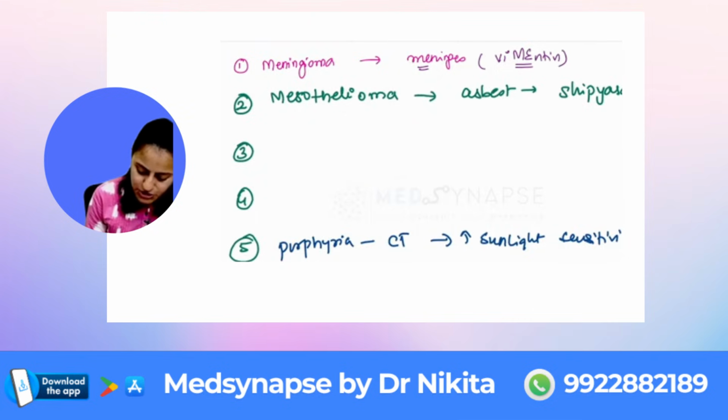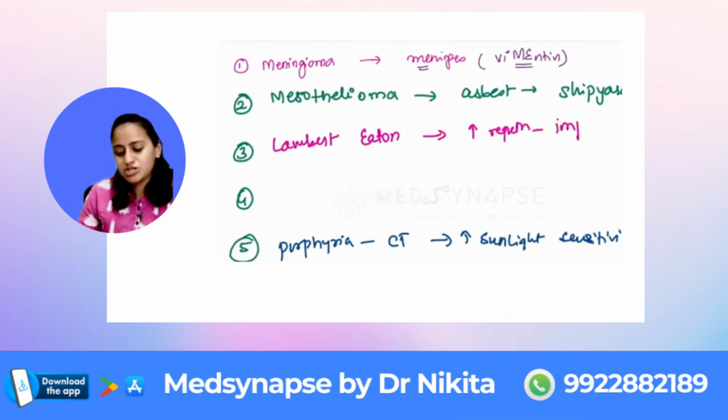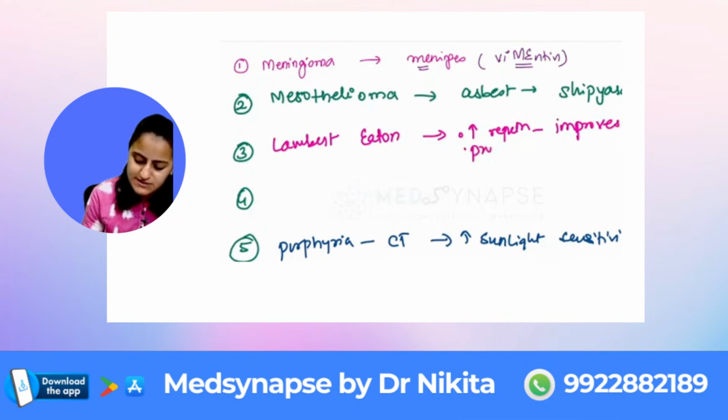So we had seen a question on Lambert-Eaton where on repetition it improves. It improves on repetition. There is proximal muscle weakness. There can be autonomic features. The deep tendon reflexes are depressed. It is a presynaptic calcium channel disorder.